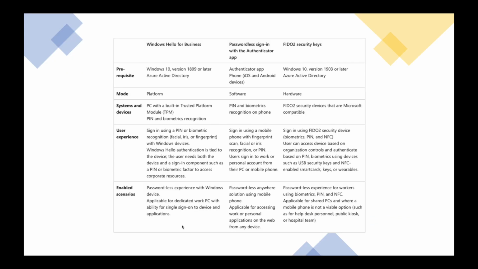So this is where I want to end off. These are the prerequisites for Windows Hello for Business, for the passwordless sign-in with Authenticator app, and then the FIDO security keys. You can see Windows 10 version 1809 or later for Azure Active Directory. For the passwordless sign-in for Authenticator app, it's iOS and Android devices, and then FIDO2 keys need Windows 10 version 1903 or later with Azure Active Directory, and it lets you know that it works for platform, software, and hardware, and so on and so forth.